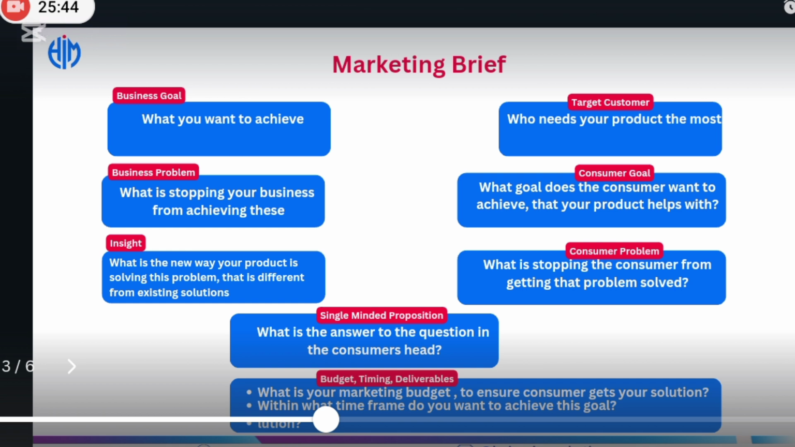Then what's the consumer's goal? What goal does the consumer want to achieve that our product can help with? We can actually get them empowered with the skills that will enable them make money on the online space. They won't have to go and be stranded looking for jobs. They will acquire these skills, and we're also going to be showing them how to acquire clients or customers. So what is the new way our product is going to be solving this problem that is different from existing solutions or is better than existing solutions?